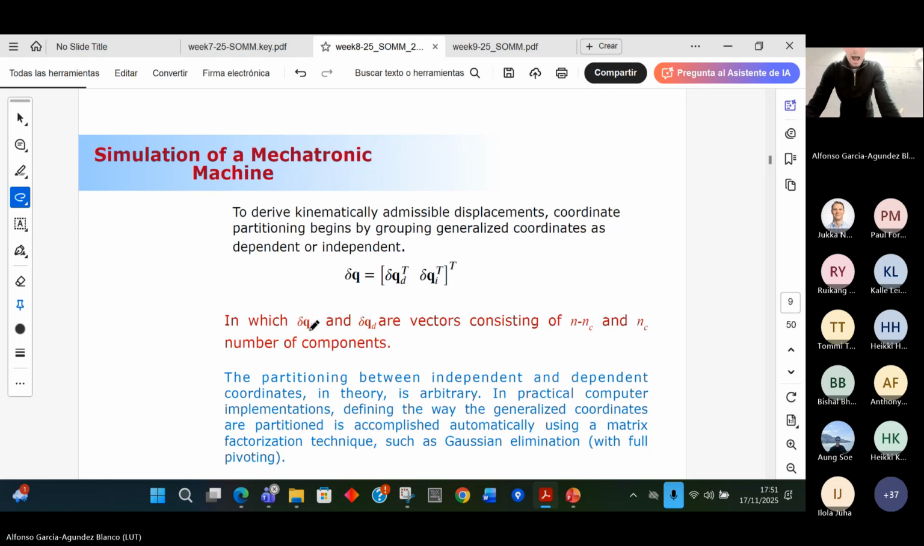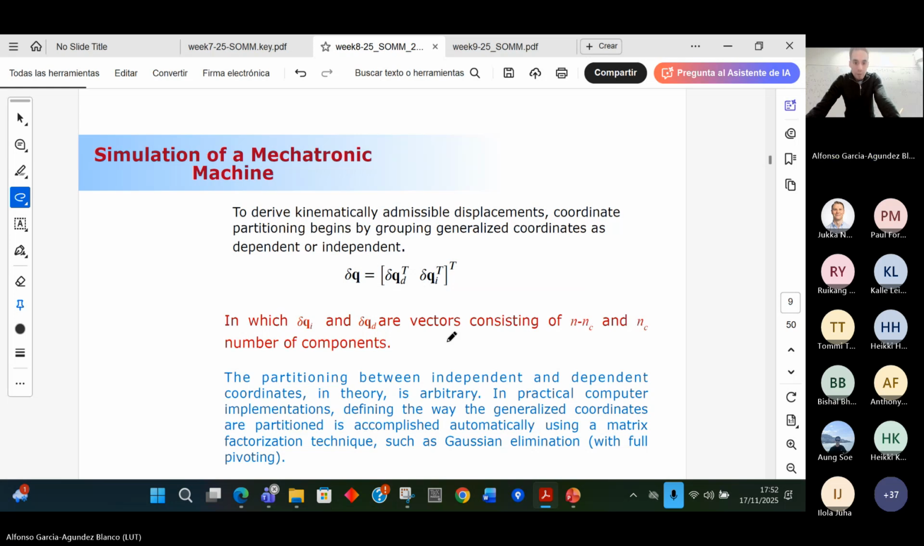So, delta QD is a vector whose dimension is number of constraints times 1. So I have NC, where NC is the number of constraints, dependent coordinates, and I have N minus NC independent coordinates. N is the total coordinates Q, NC is the constraints. So do you remember this expression N minus NC? What does it represent? The number of degrees of freedom, no? The number of degrees of freedom is the total coordinates minus the number of constraints, okay? That is why I have N minus NC independent coordinates, okay?